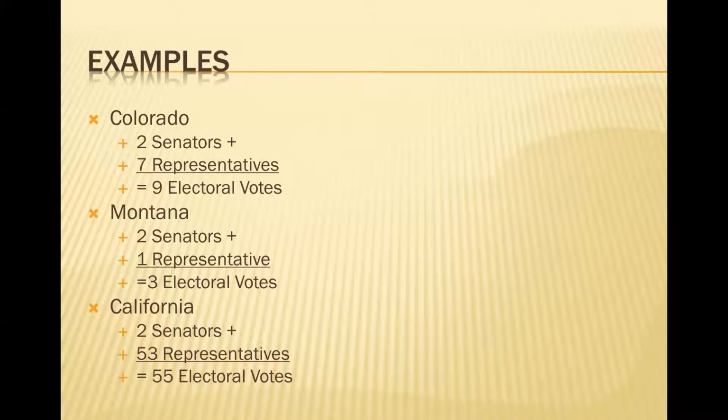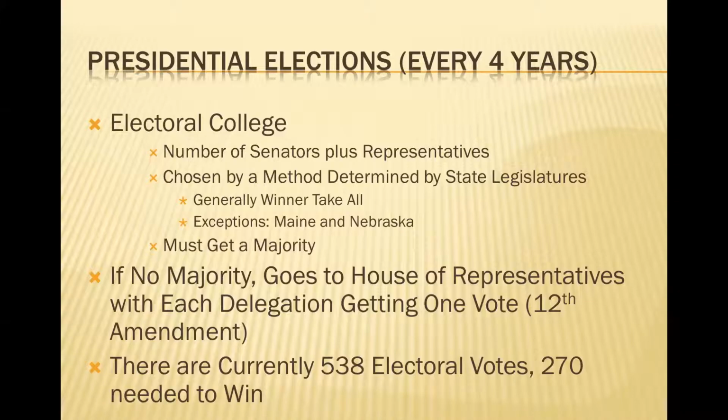Now, this is still a balance between the interests of large states and the interests of small states, because even though people are going to focus more on California because California has so many electoral votes, Montana proportionally actually has more per person because of the 2 senators. And so, again, it represents a balance between those 2 perspectives.